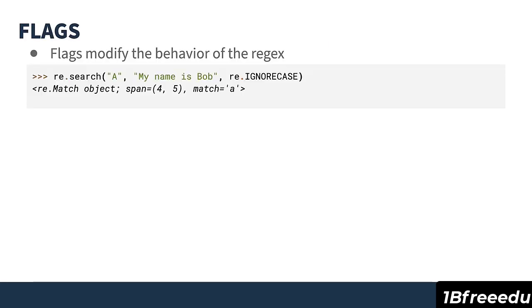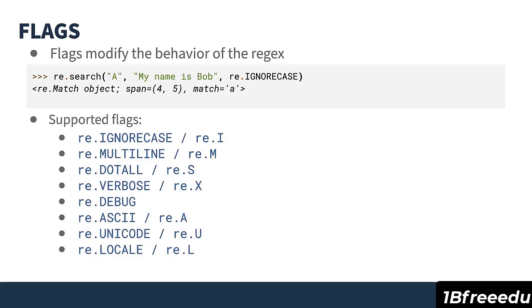Most of the regular expression functions support flags to modify their behavior. The example here changes the search to be case insensitive. Small a is found even though capital A was in the regex. There are flags for ignoring case, changing the behavior of anchors in multiline, changing the behavior of a period to include new lines, verbose for making your regular expressions easier to read, debug for showing information about how the regular expression is operating, and the ASCII, Unicode and locale flags for changing the style of character encoding used inside of the regex. In Python 3, the default is Unicode.